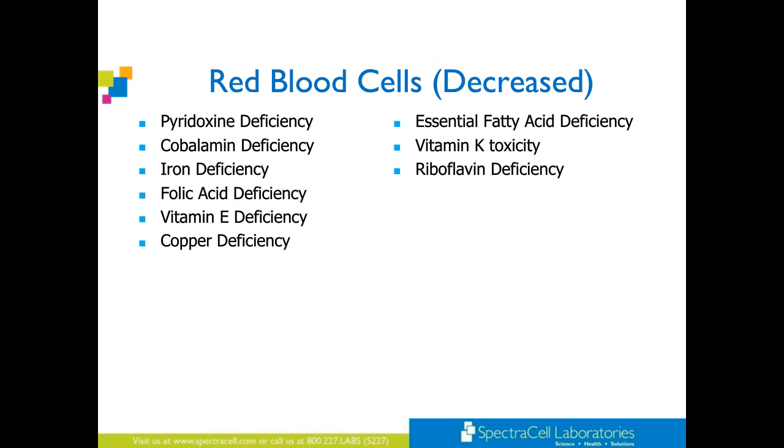If you just ordered a B12 or folic acid, say a serum B12 or serum folic acid, look at what you've missed out. You didn't consider B6, you didn't consider iron, you didn't consider vitamin E, copper, essential fatty acids, vitamin K, of course, adverse effect, or B2 riboflavin deficiency. So in essence, you do a serum B12, you do a serum folate, and they come back normal.